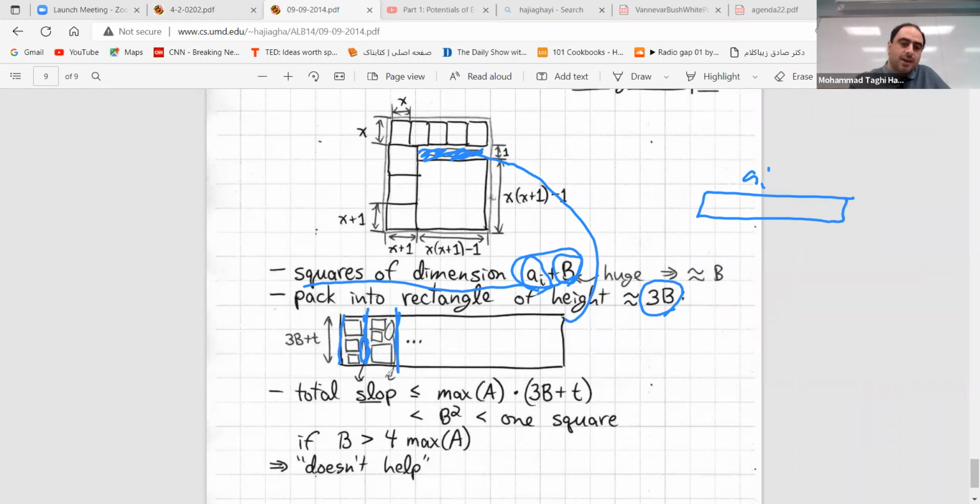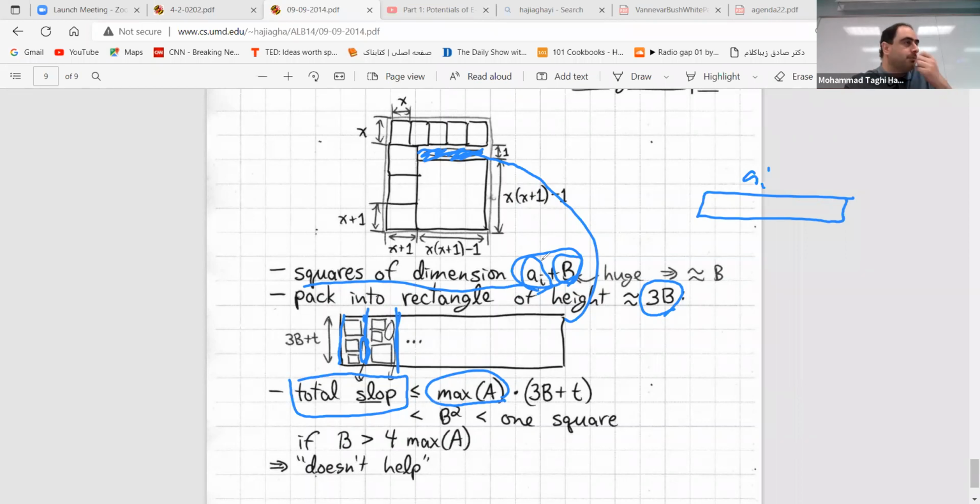Now, let's see what is the total slope that we can have here. So we have this kind of columns, and we want to consider how much empty space we will have. A slope means essentially empty space. So the empty space here would be max A. Why? Because the difference between the size of this square and that square can be at most max of A. Max of A is this number.